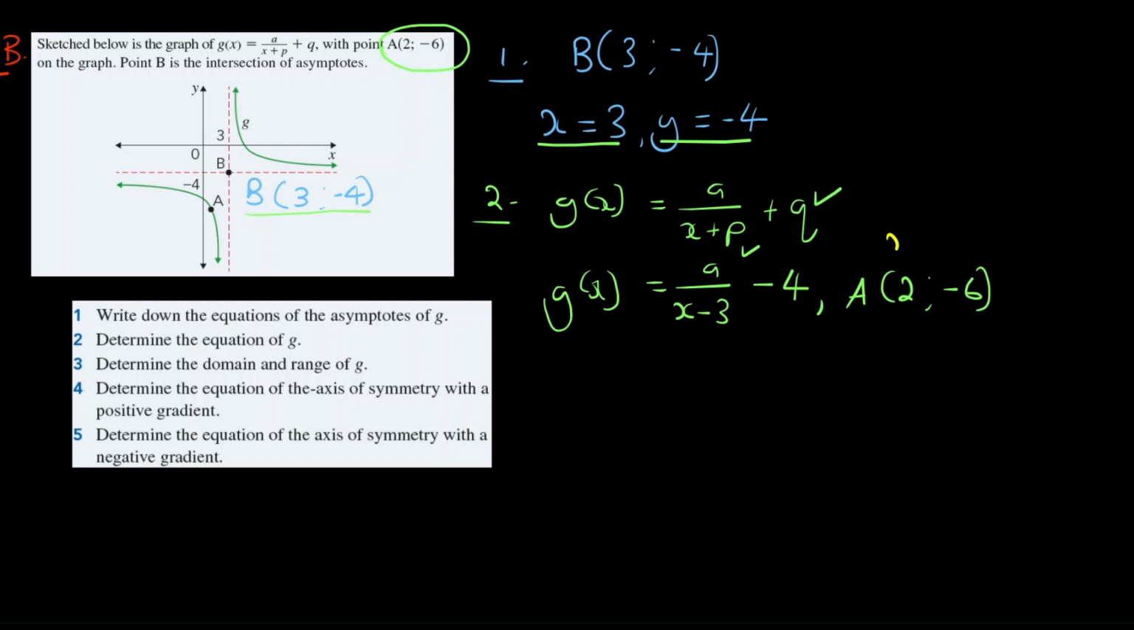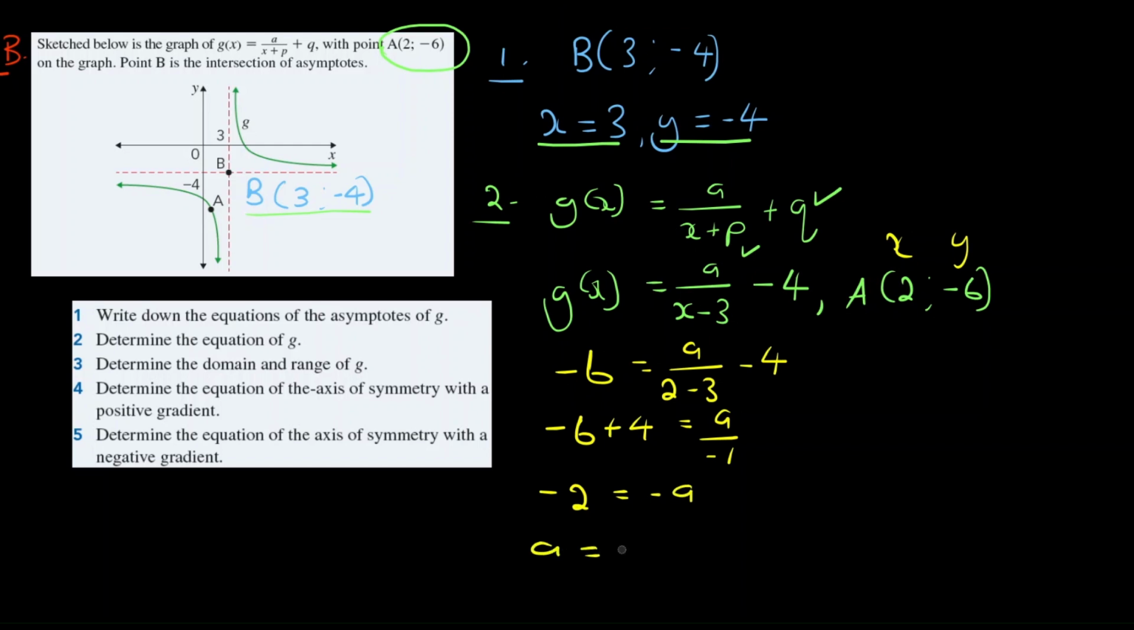So point A has x and y, so where there's y, we substitute minus 6 equals a over x is 2 minus 3, minus 4. Now we're solving for a, so we take the 4 to the other side of the equation. We have negative 6 plus 4 is equal to a over 2 minus 3, which is negative 1. Minus 6 plus 4 is minus 2, equals negative a. Divide both sides by negative, and it gives us a equals 2.